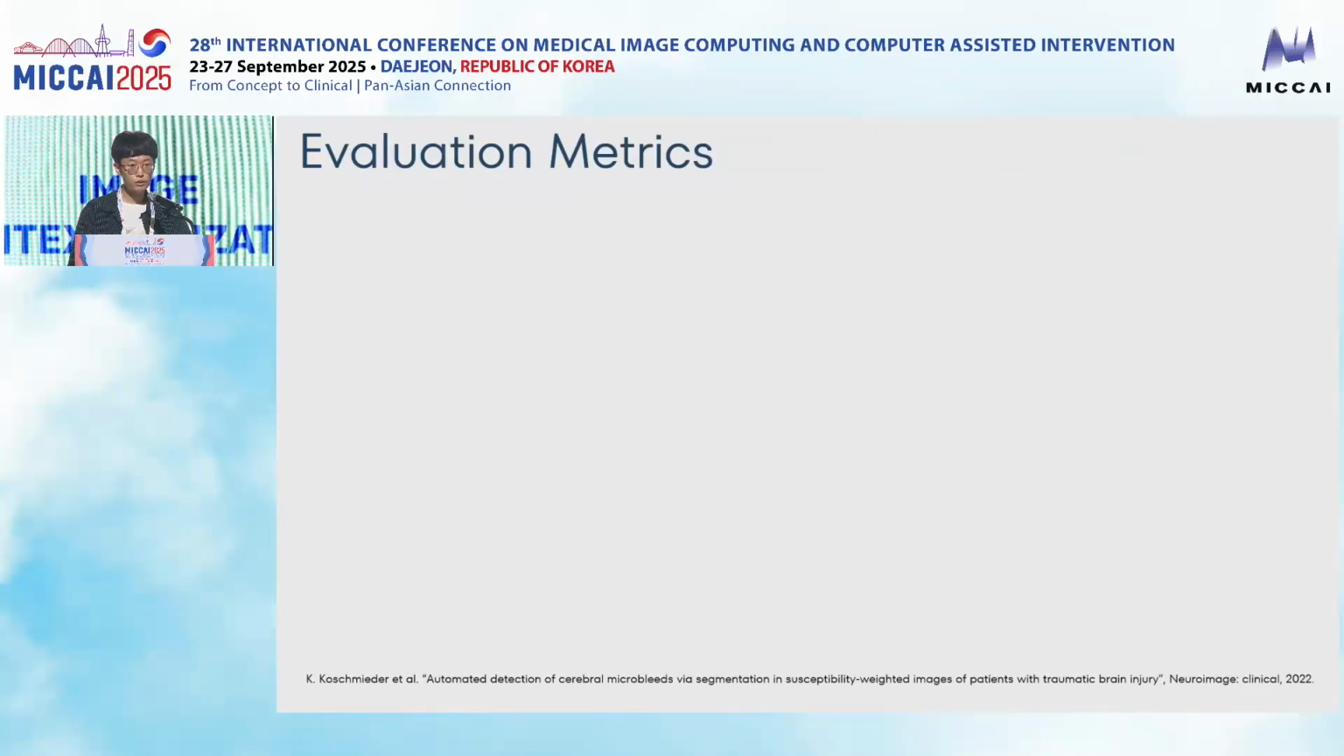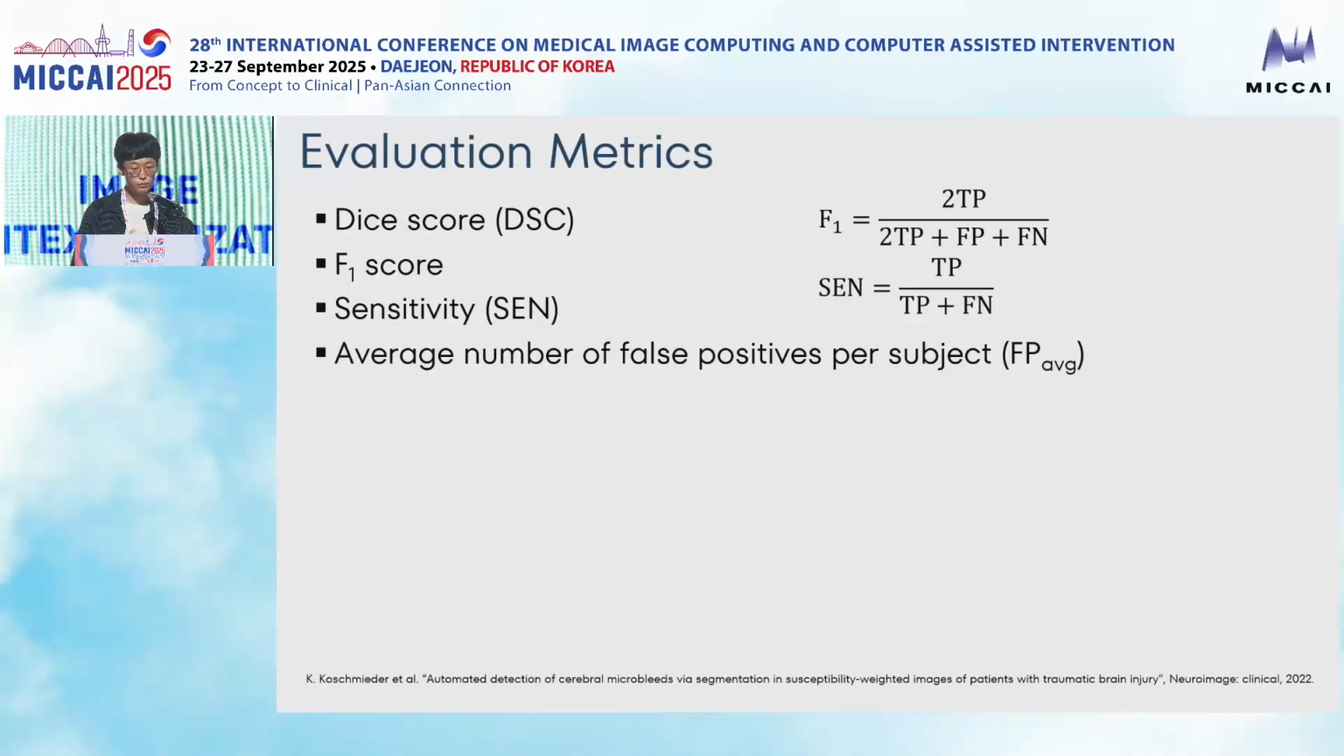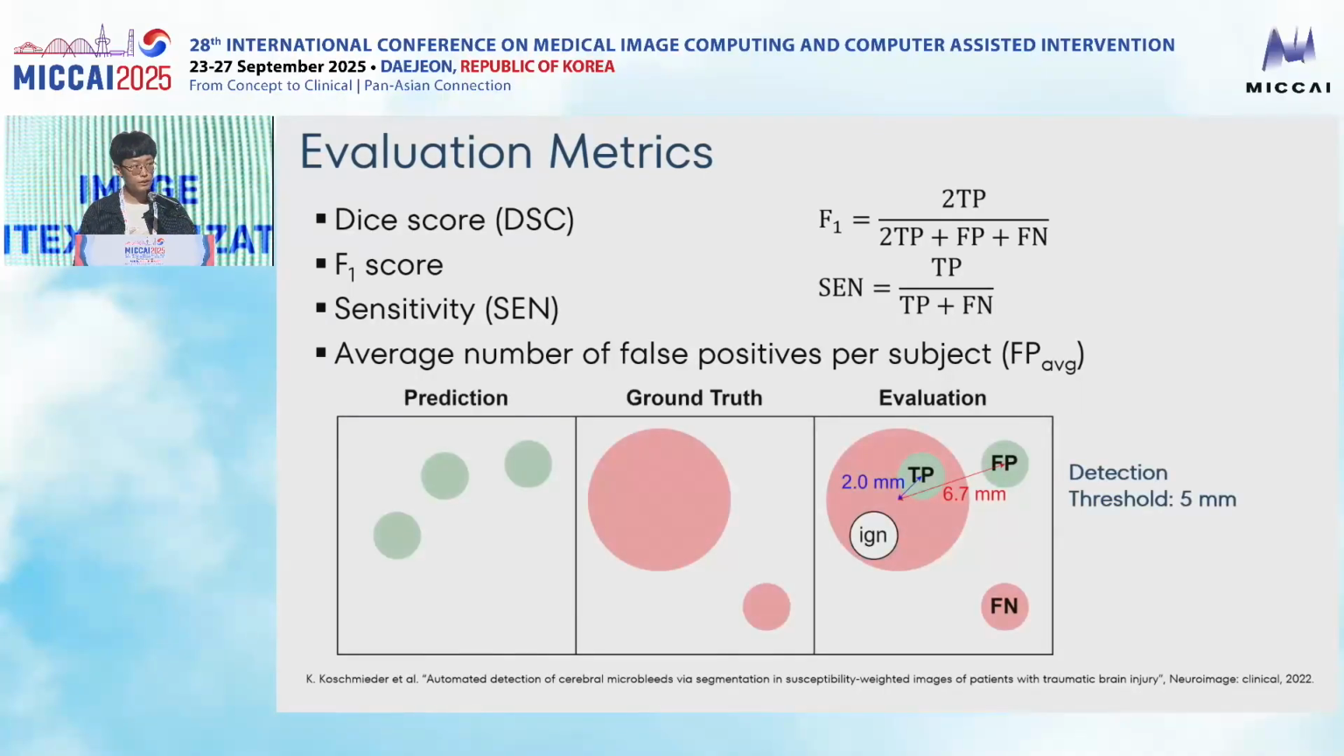We use 4 evaluation metrics. The Dice score was used to measure the segmentation performance. To evaluate the detection performance, we utilized F1 score, sensitivity, and average number of false positives for each subject. Here, we adopted the same detection criteria as used in the Valdo challenge, where a prediction is a true positive if its centroid is within 5 millimeters of the centroid of its nearest ground truth.